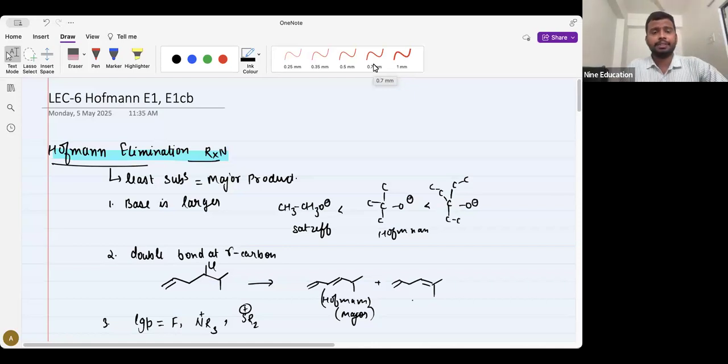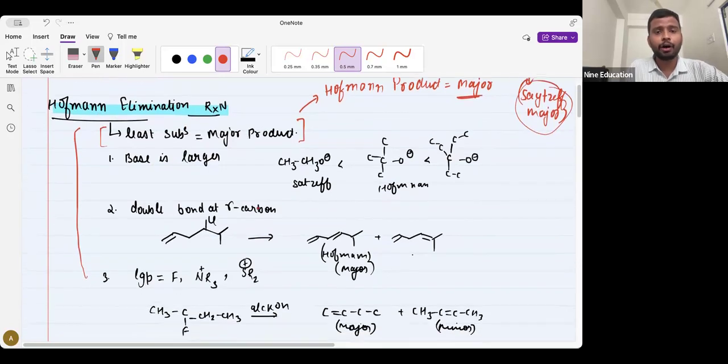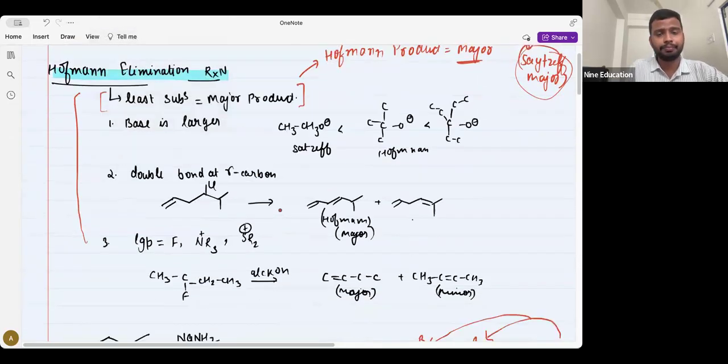So let's see, beta. What is Hoffman elimination? Beta, Hoffman elimination is another type of elimination in which you will get a Hoffman product as the major product. In earlier cases of E2 elimination, we have learned that Zaitsev is the major product due to hyperconjugation. But here we don't see Zaitsev as major. Whenever you have Hoffman conditions, these are some cases in which you will get the Hoffman elimination as the major product.